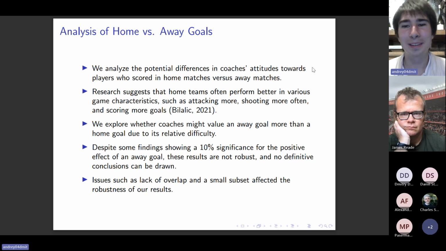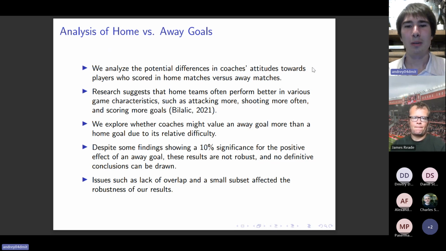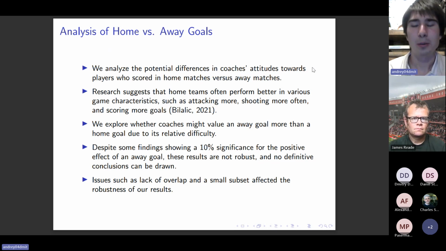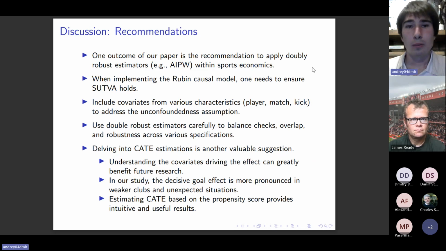So p-hacking isn't the best solution. So it's no significance, and this hypothesis is rejected, that the effect of an away goal persists. And also there is a problem with the lack of overlap. I will show you later in the appendix section. So overlap should exist, but you will see. And this lack of overlap resulted in a small subset. That's why we couldn't make a nice analysis for this research question. So yeah, that's almost all, two slides for discussion and one slide for conclusion.